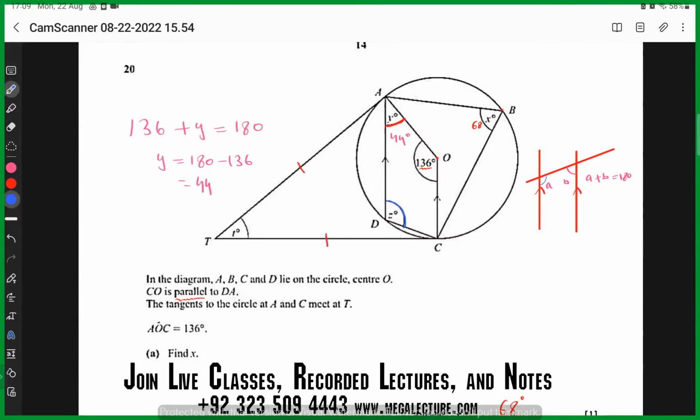A quadrilateral is a four-sided figure. It becomes cyclic when all the four vertices are touching the circumference. So you can see that A, B, C, D, the four vertices are touching the circle. So X is opposite to Z, and the property was that the sum of two opposite angles in case of a cyclic quadrilateral is again 180, okay?